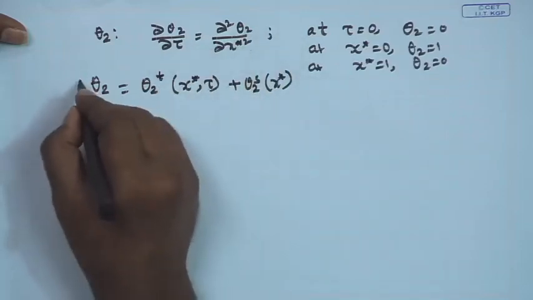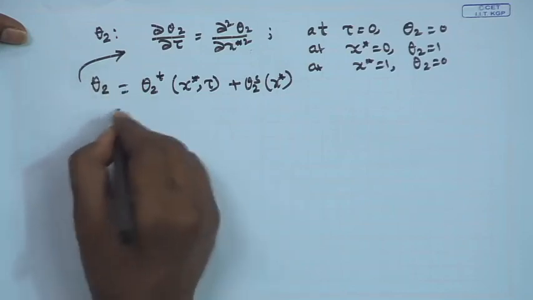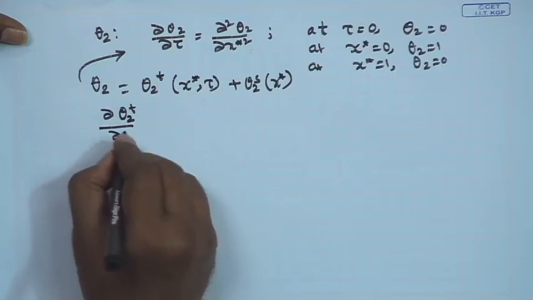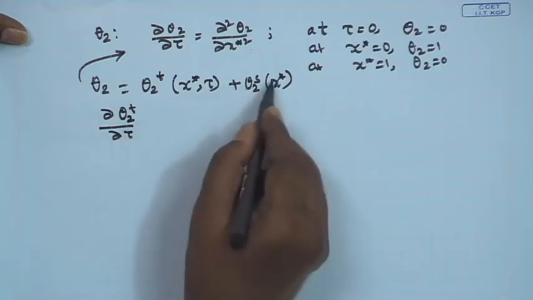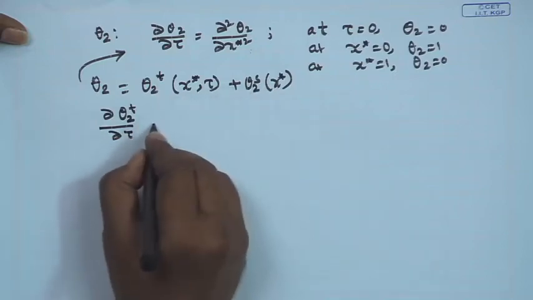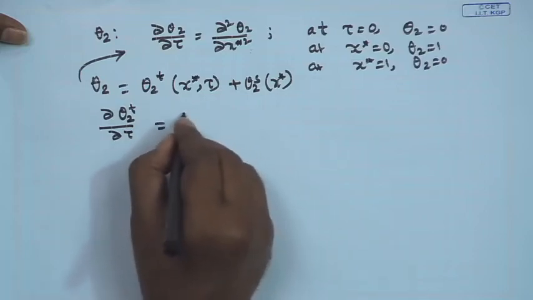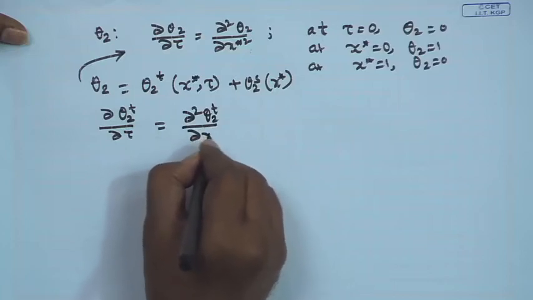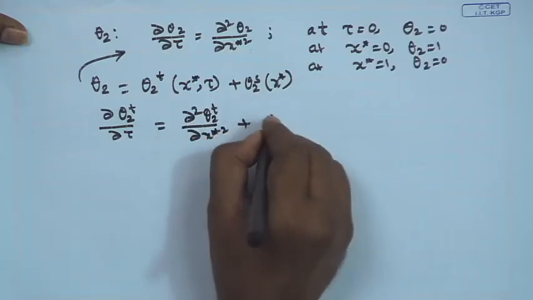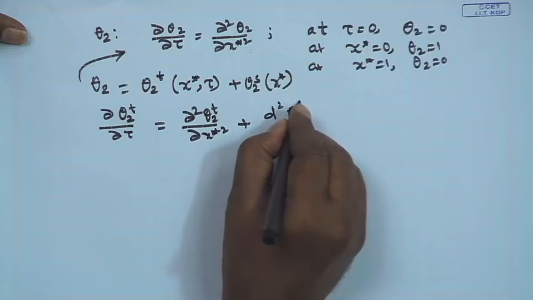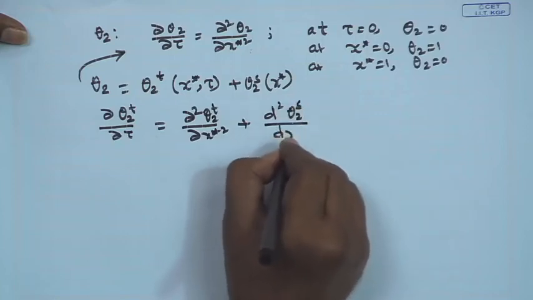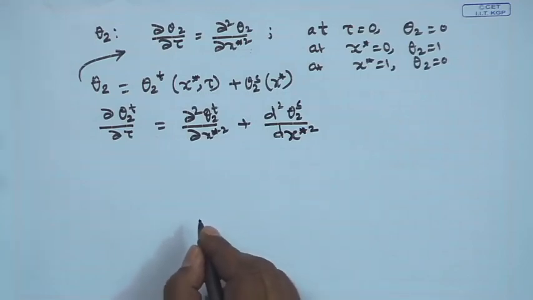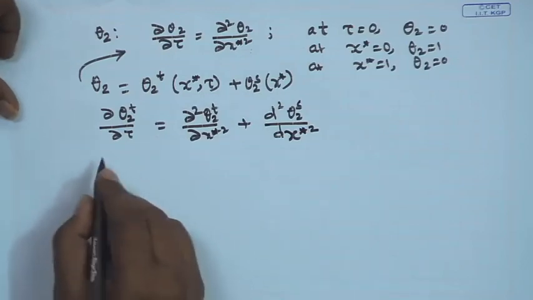If you substitute this in the governing equation, this becomes del theta 2 t del tau, and the time derivative of the steady part will be equal to 0. This will be del square theta 2 t del x star square plus d square theta 2 s d x star square. Now, we will be collecting the similar terms and solve them separately.